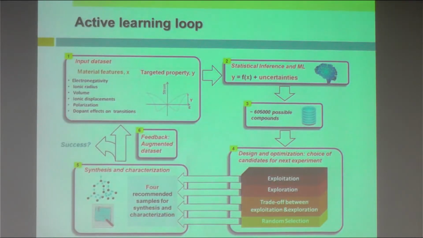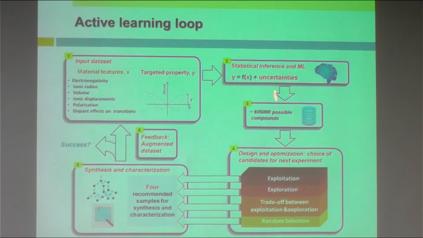So this is an active learning loop. You have an input data set for the material. Let's say material features X, for example, with the properties of electronegativity, ionic radius, volume, ionic displacement, polarization, and dopant effect and transition available. Then you have your target property Y. With statistical inference and machine learning, you have Y equal f(X) plus uncertainties, for example.